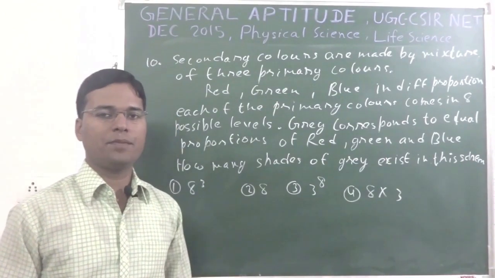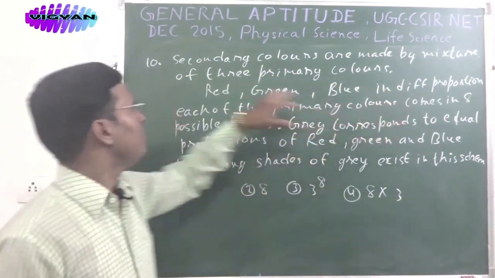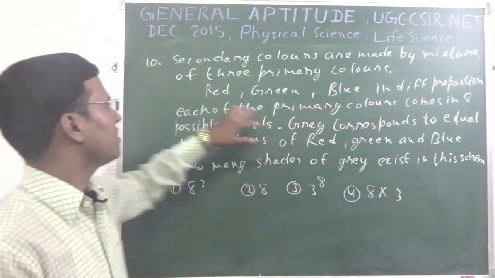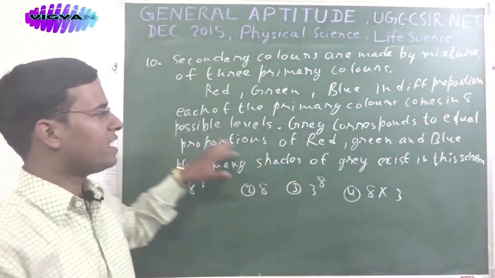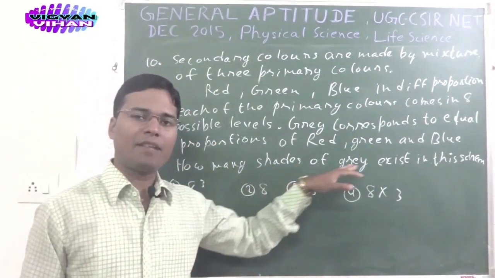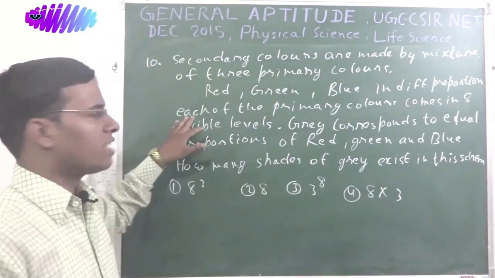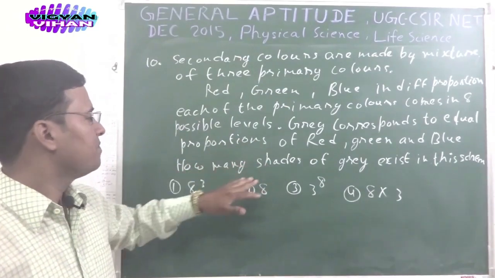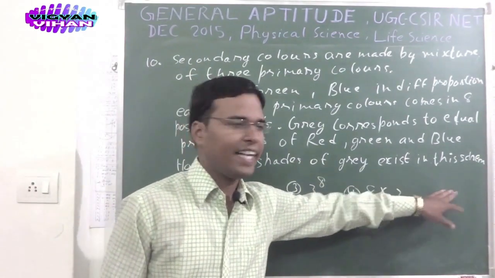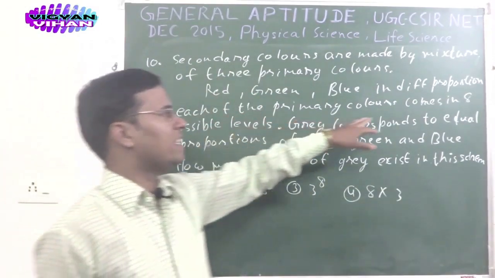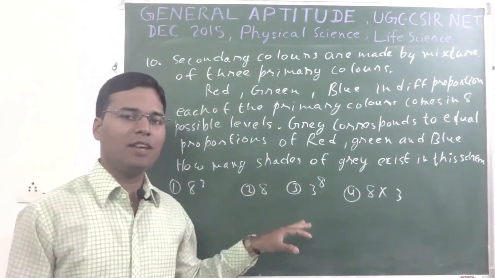Friends, the last problem of this episode, problem number 10. In this problem, secondary colors are made by mixing 3 primary colors. These 3 colors are red, green and blue in different proportions. But in the given question, if these colors are mixed in the same proportion, then we will get gray color. The question is asking how many shades of gray exist in this scheme when each of the primary colors comes in 8 possible levels. So let's think about it.